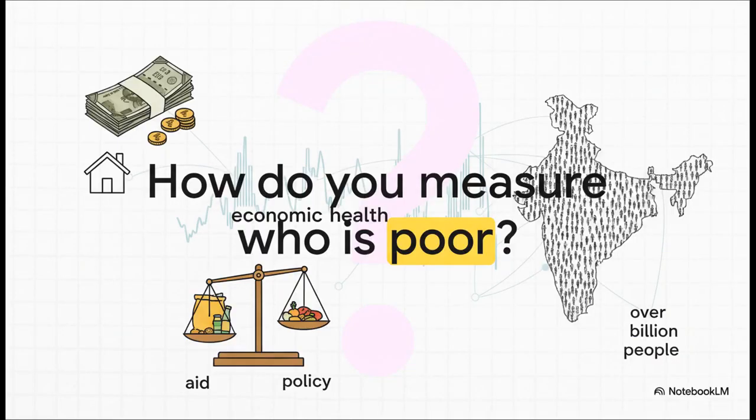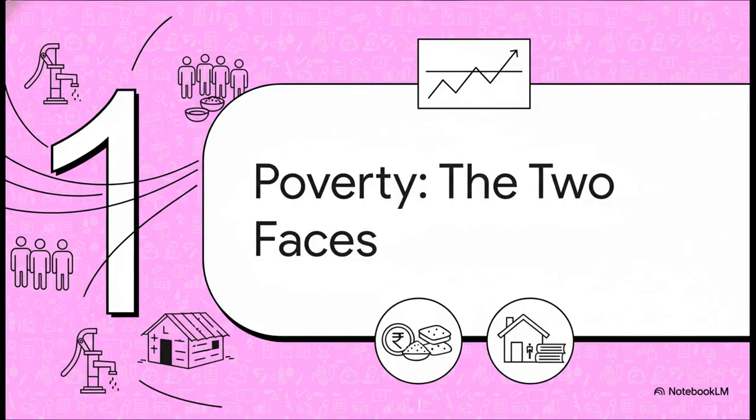How do you draw a clear line that separates the poor from the not poor? It sounds straightforward, right? But where you draw that line changes everything. It shapes policy, it directs aid, and it tells us how we're doing as a nation of well over 1 billion people.